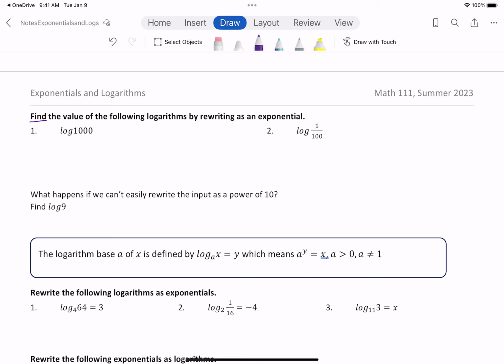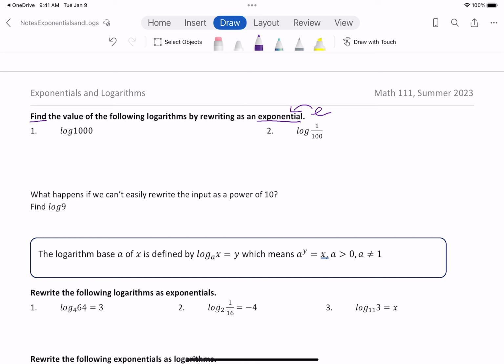So remember that for most of the problems that we're looking at here, if it's given as a log, we're going to want to rewrite it as an exponential. And if it's given as an exponential, rewrite it as a log. So these are given in logarithm form, and we want to write it as an exponential. So that means we're going to be doing the E shape for exponential.